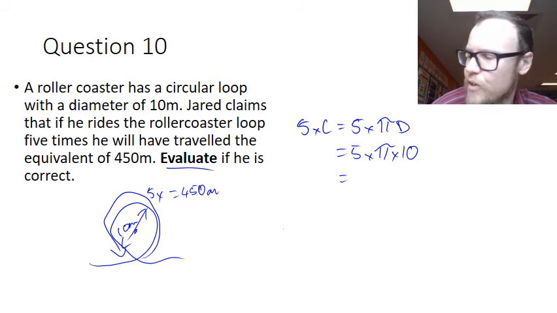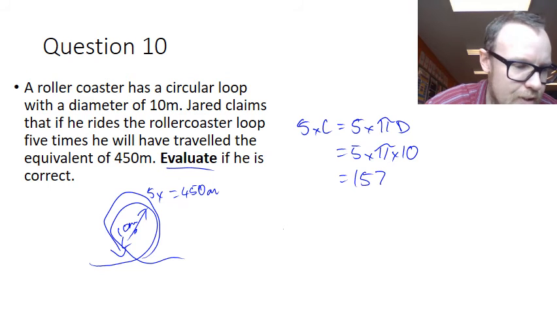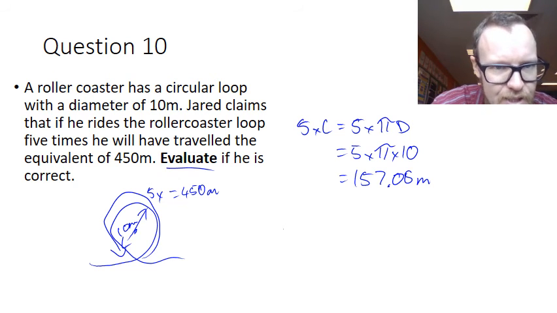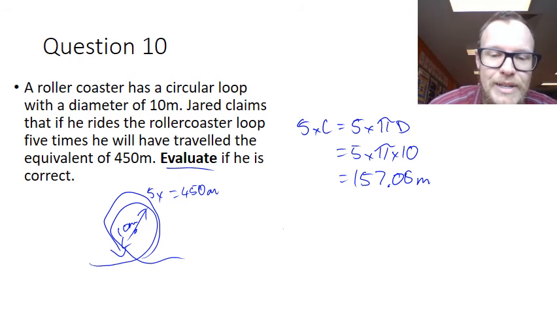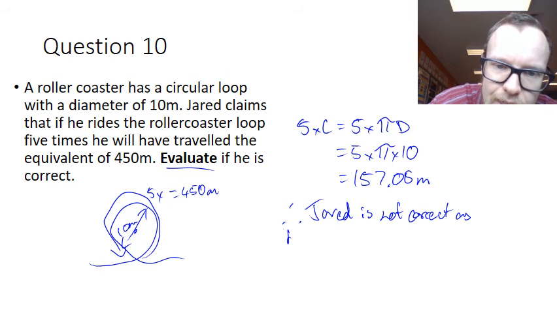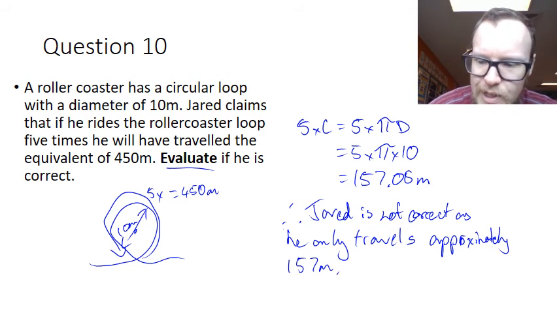10 metres. So if we work this out, we get 157.08 metres. So if I travel around this roller coaster loop, I go around 5 times, that's going to be 157.08 metres. So we can say, therefore, Jared is not correct, as he only travels approximately 157 metres, answering in a sentence once again.